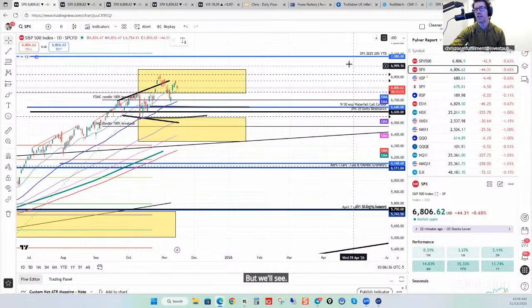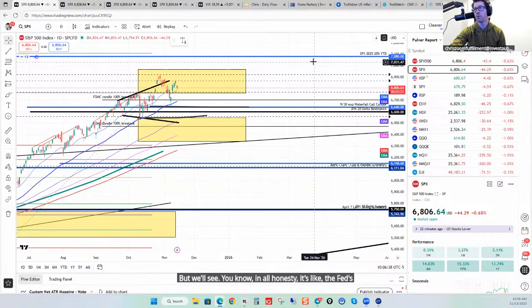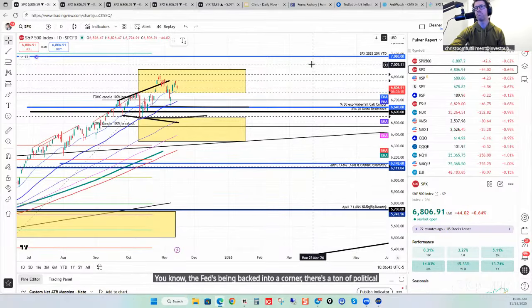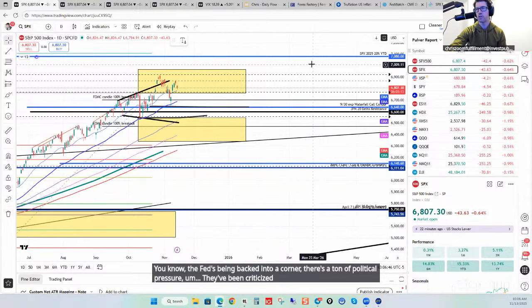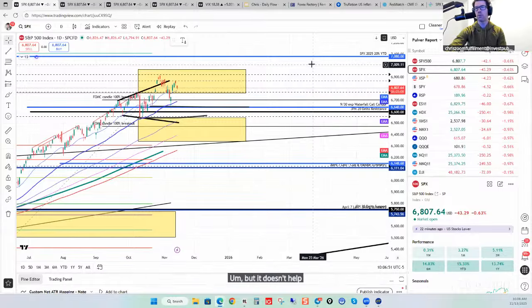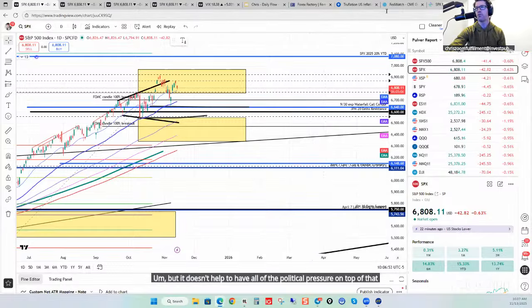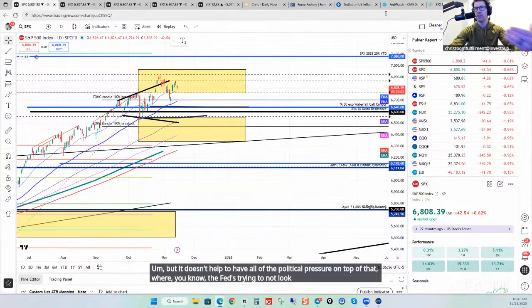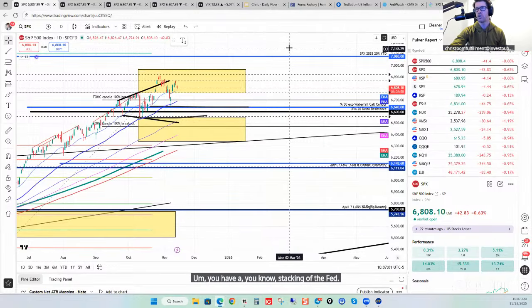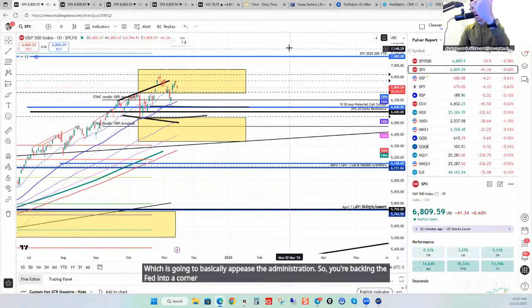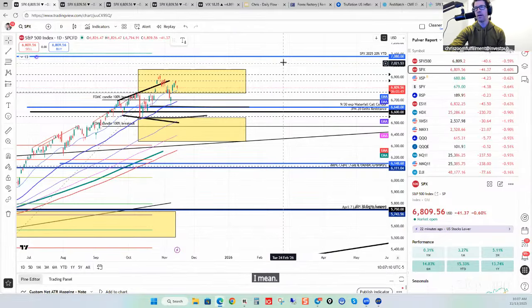But in all honesty, the Fed's more or less been neutered in 2025. The Fed's being backed into a corner. There's a ton of political pressure. They've been criticized heavily, especially Powell, but it doesn't help to have all of the political pressure on top of that, where the Fed's trying to not look political, yet they are. You have a stacking of the Fed, which is going to basically appease the administration. So you're backing the Fed into a corner. You've got high inflation, a struggling labor market right now. That's not a good problem to have.